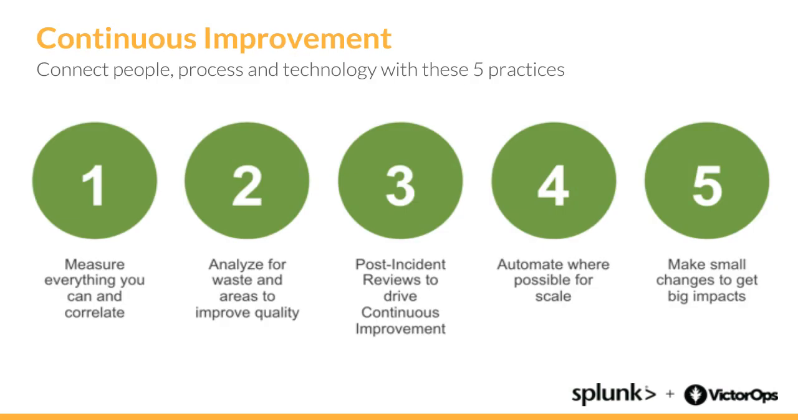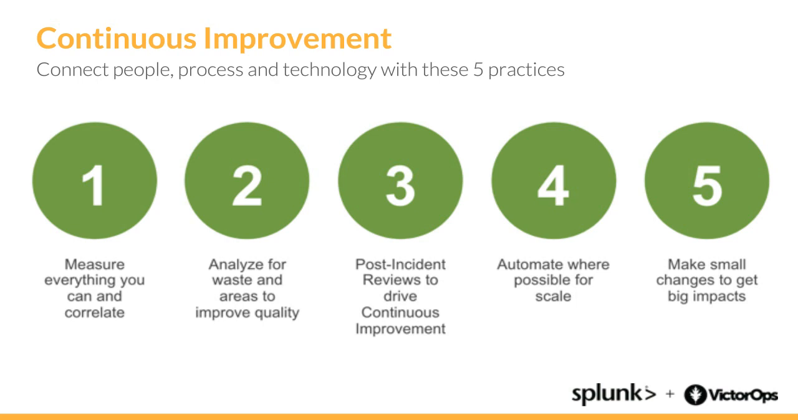When it comes to people and process and technology, continuous improvement is the most important thing that you can do to make regular improvements in your organization. Here are 5 quick things that you can do in your organization right now to improve things. The first thing is to measure as much as you can and then correlate it. You do not need to measure everything, but you do need to measure those things that are likely to generate the metrics and the context required to really be able to resolve problems quickly.